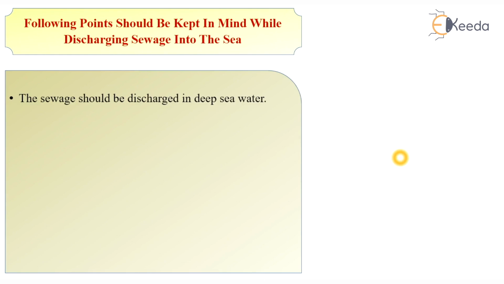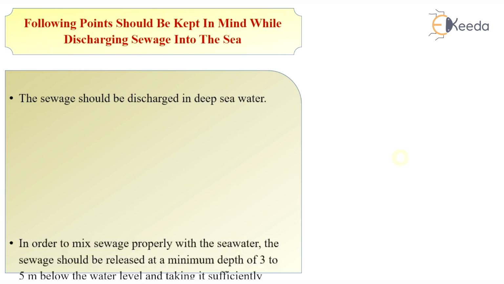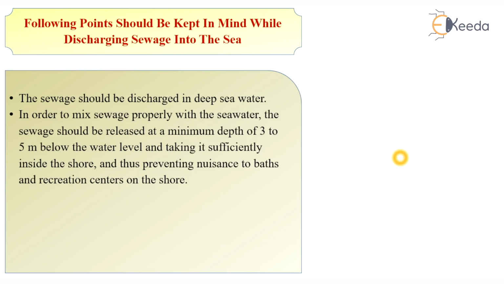The sewage should be discharged in deep sea water. In order to mix sewage properly with the seawater, the sewage should be released at a minimum depth of 3 to 5 meters below the water level and taken sufficiently far from the shore, thus preventing nuisance to bath and recreation centers on the shore.